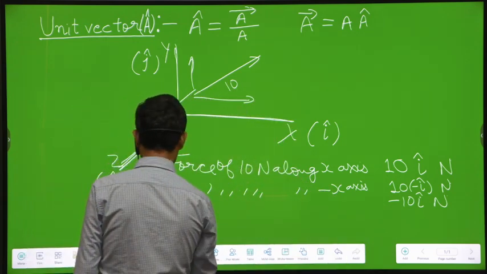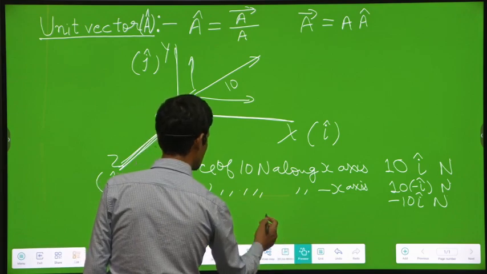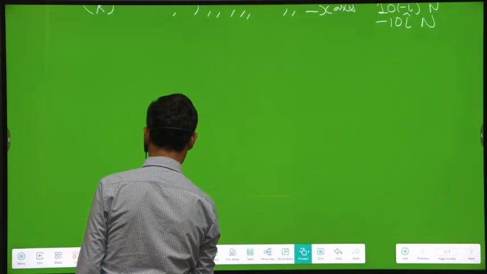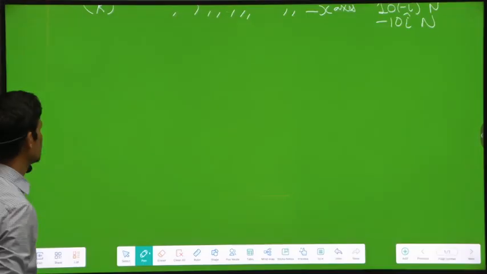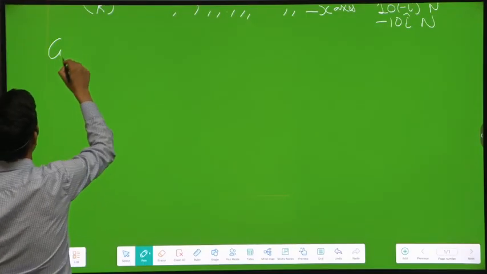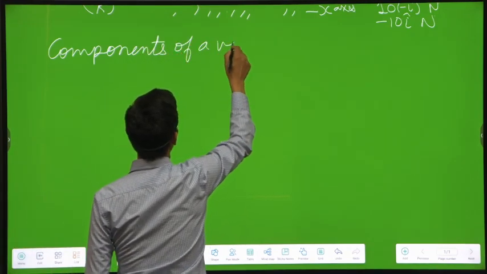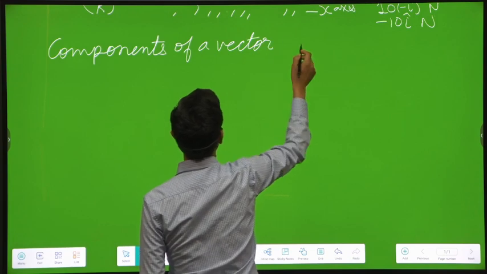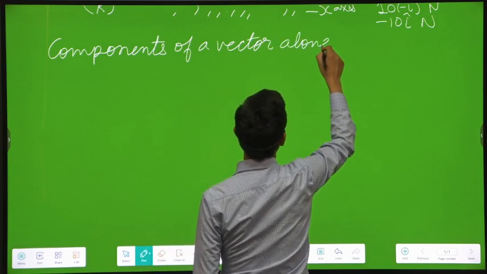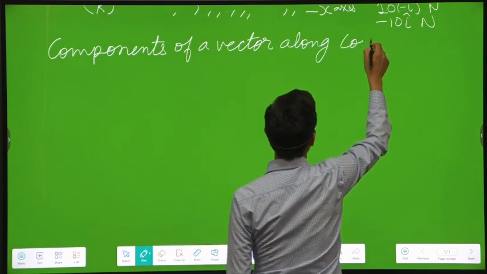So for that there is another discussion, and that is the component of a vector along the coordinate axis.